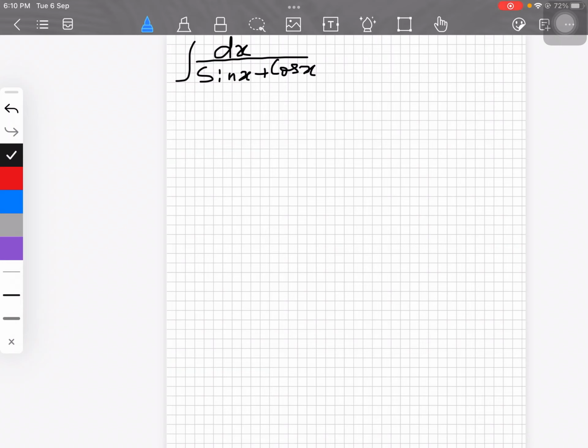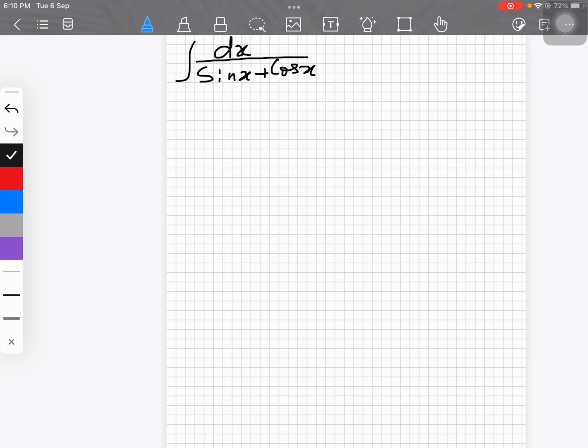Hello everyone, today we'll be solving this integration problem which has some trigonometric relations in it. You'll need some trigonometric ideas, but it's not very difficult. There can come a time where it's a bit tricky, but other than that it's pretty simple.